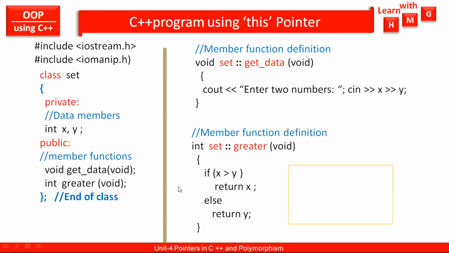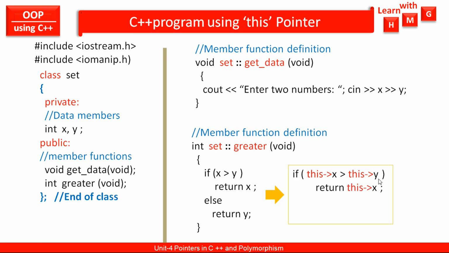Now the same thing can be written using this pointer, because this program we are going to write using this pointer. This is the place in your program where we can use this pointer, that is within the definition of the greater function. So here I am writing the same if else statement using this pointer. Replace x and y with this arrow x and this arrow y. So my if condition will be: if this arrow x greater than this arrow y.